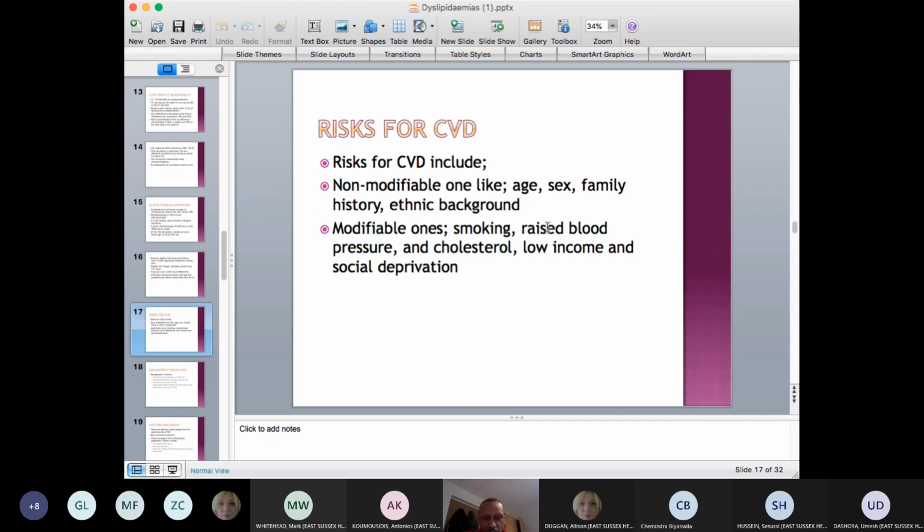I know some of you might object and say social deprivation and low income probably can't be done anything about.